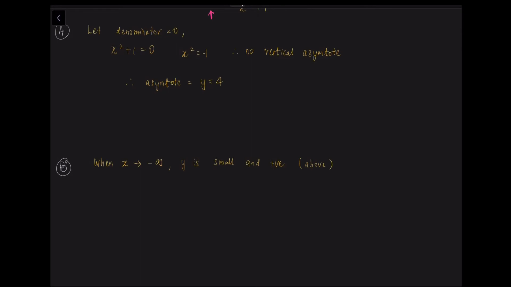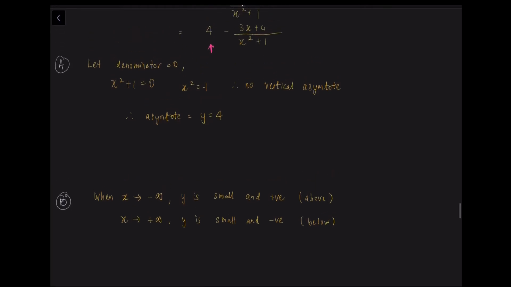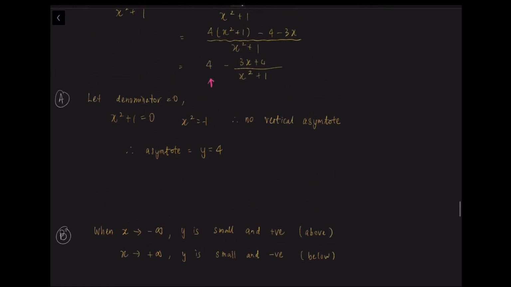When x approaches positive infinity, y is small and negative. Hence we say that it approached from below. Okay, let's look at a more detailed explanation. We will substitute the infinity into the x, which is the fractional part of this equation. Before that, we know that 4 is the asymptote of the whole equation.